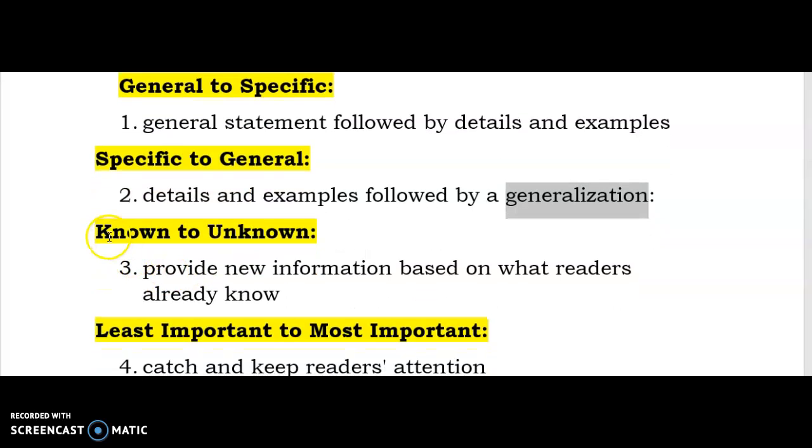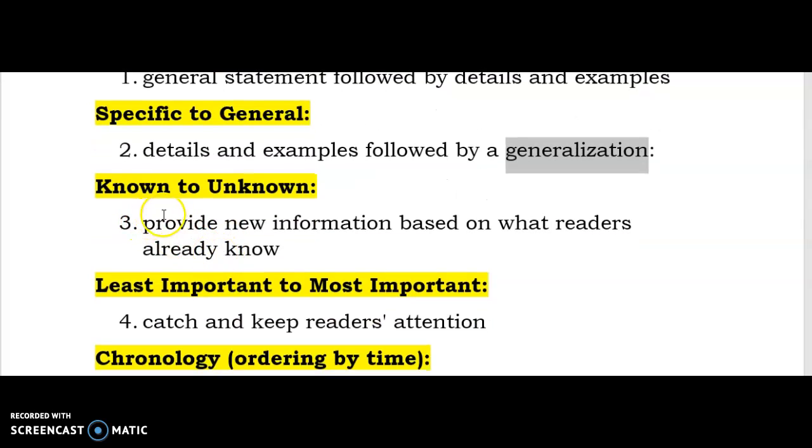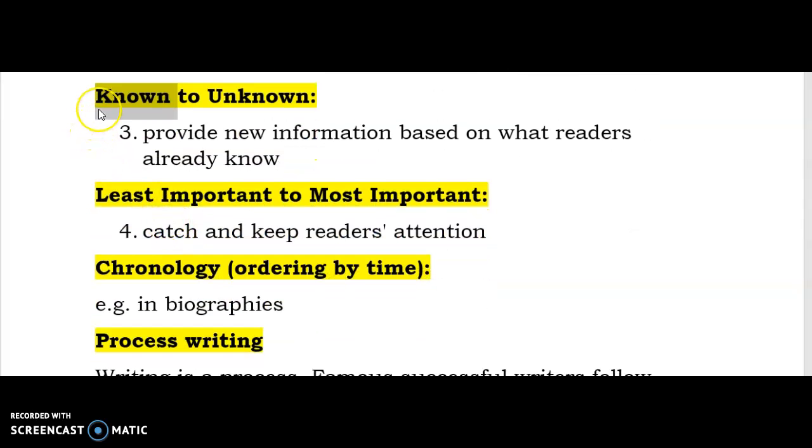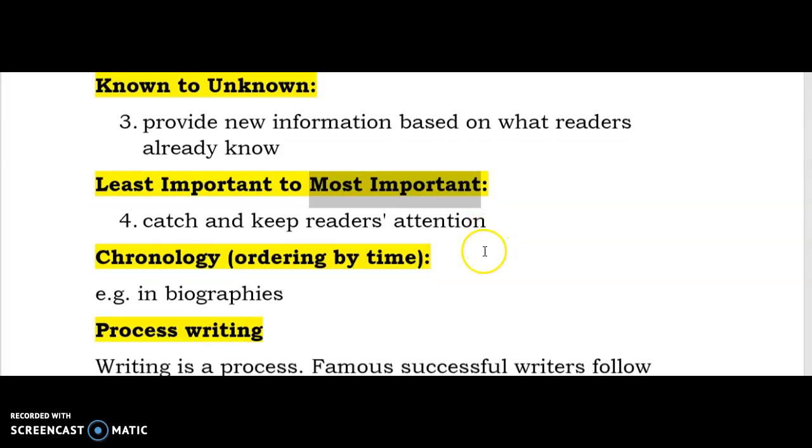Known to unknown. Provide new information based on what readers already know. Your readers know something and you take them to a different venue of knowledge and information. That's the unknown. You start the paragraph with something already known and you move on to something unknown. Least important to most important. Sometimes writers start with the least important first and then move on to the most important. In this way they catch and keep the reader's attention.